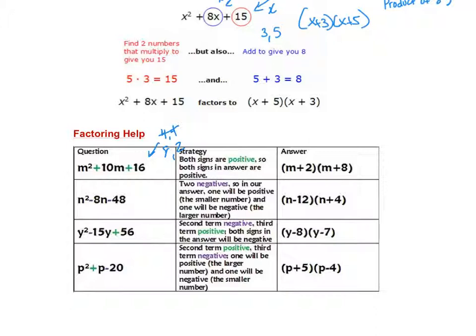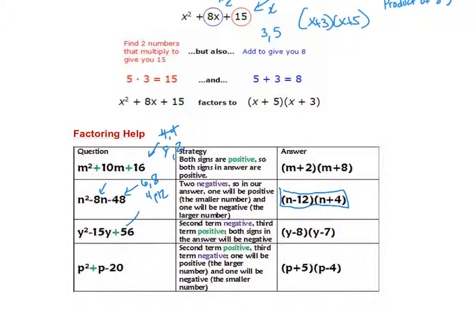Now with the negatives in here, it gets a little bit more tricky. I need two numbers that multiply to negative 48. That means one of the numbers is going to have to be negative. You could do 6 and 8, or 4 and 12. I need one of these to be negative so that it adds to negative 8. Well, 4 and 12 has a difference of 8, so that's good. The 12 would have to be bigger if it's keeping the negative. So it's 4 and negative 12. The answer is n plus 4 and n minus 12. The order that you write them in does not matter, but it's multiplication, because of FOIL that will get you back to the trinomial.